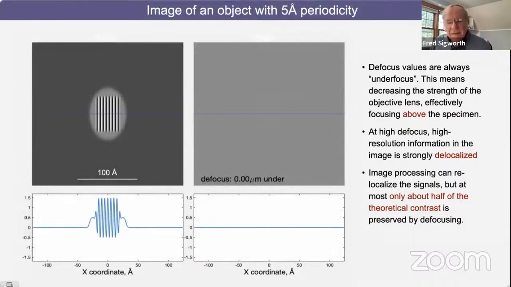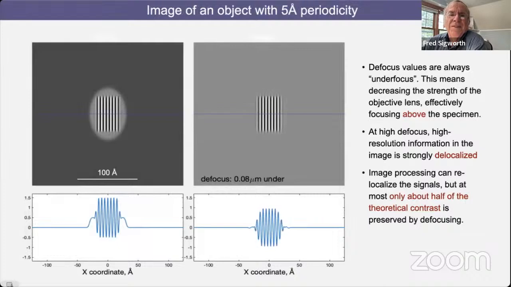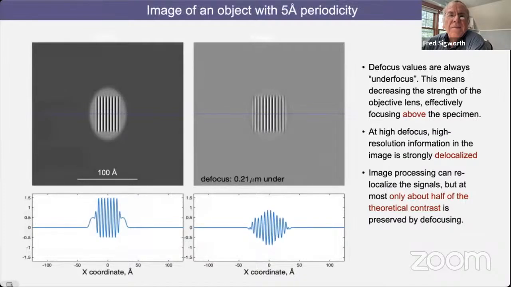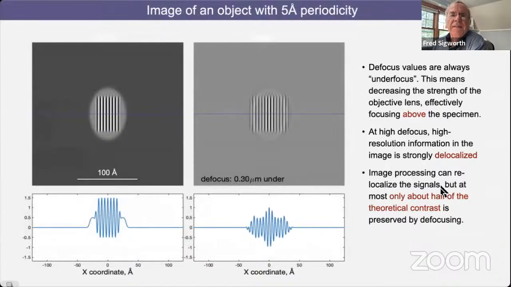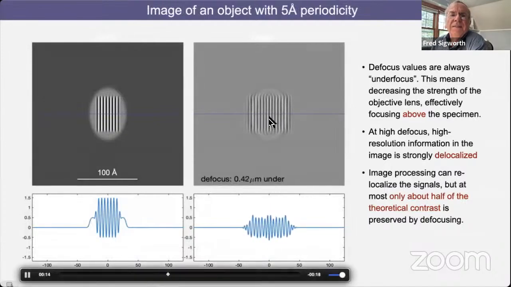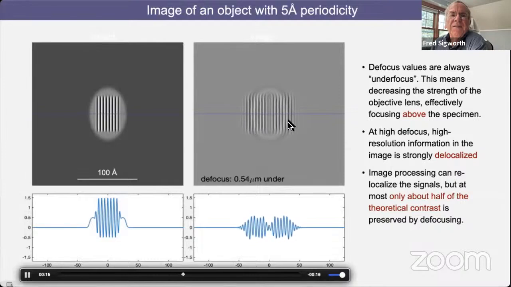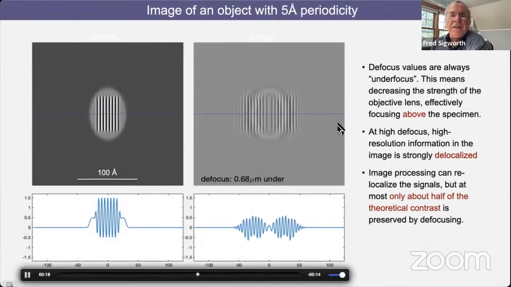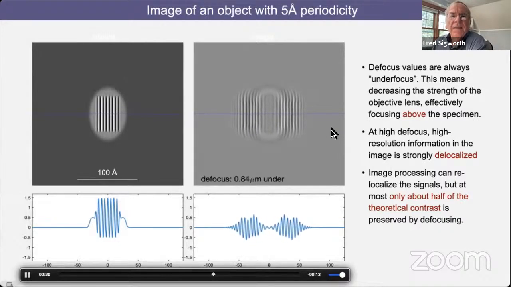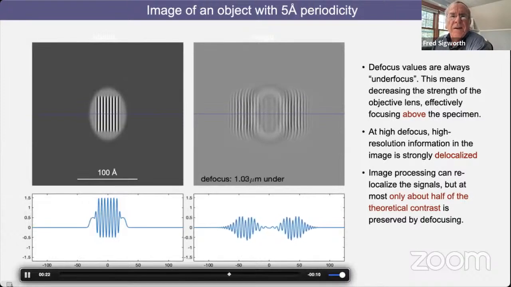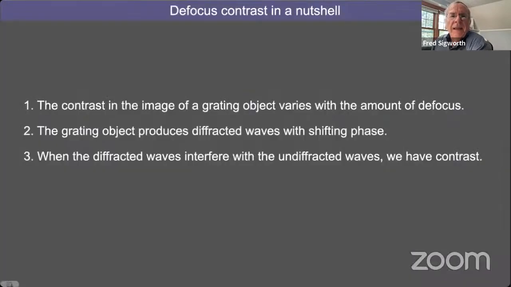Now I'm gonna do a test specimen here, which is just a grating with 5 angstrom periodicity. Imagine a beta sheet or something. It has about that periodicity, and as we defocus again, we see this thing where the contrast is coming and going, and also we have some delocalization of the signal from the object.